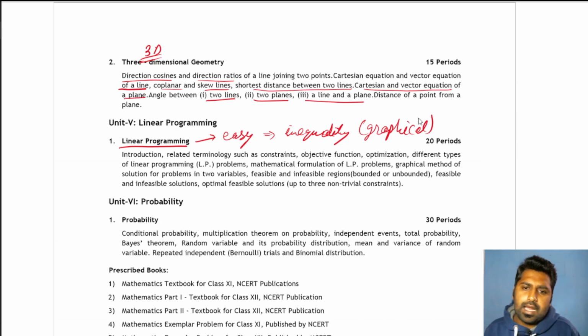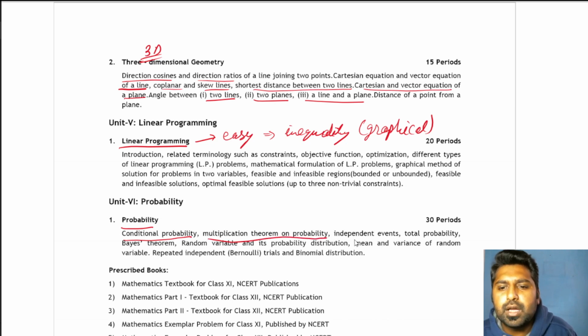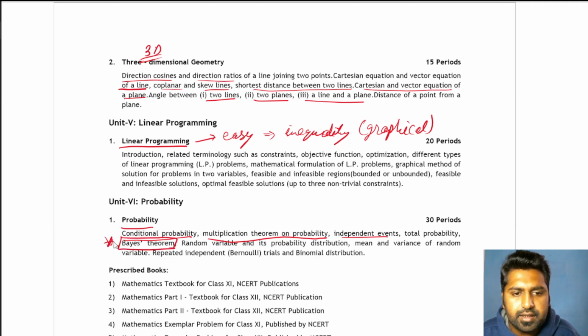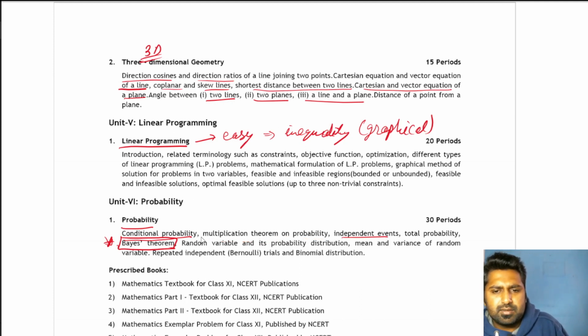And the real probability of grade 12th will mostly work around conditional probability. The multiplication theorem of probability, what are independent events, total probability, and one of the most important topics is known as Bayes theorem. Very, very important. Conditional probability is basic, multiplication theorem is again basic, but those things combined will be applied in Bayes theorem. Everything you study before this will be applied in Bayes theorem.